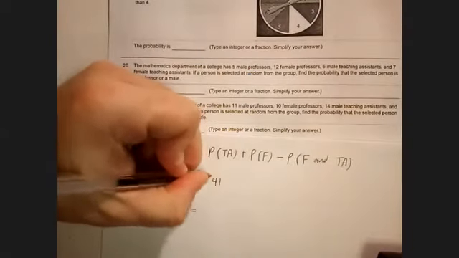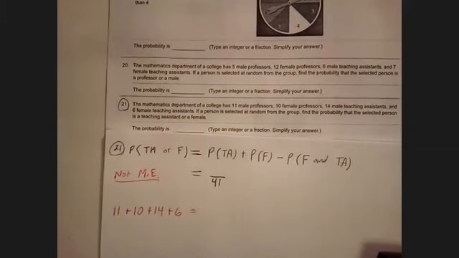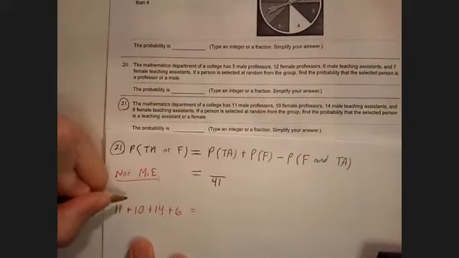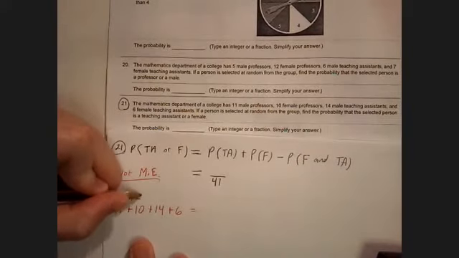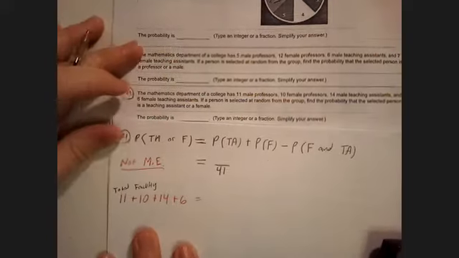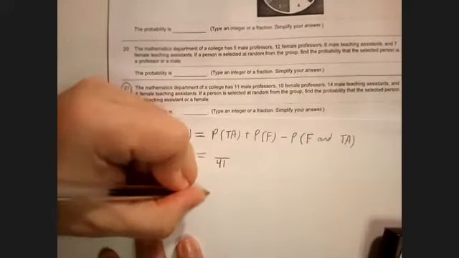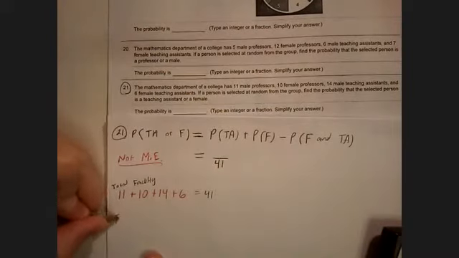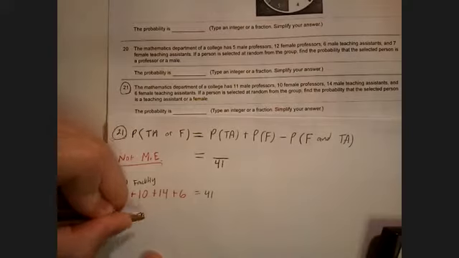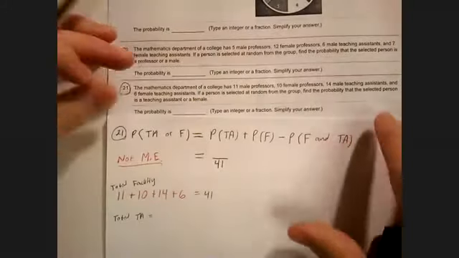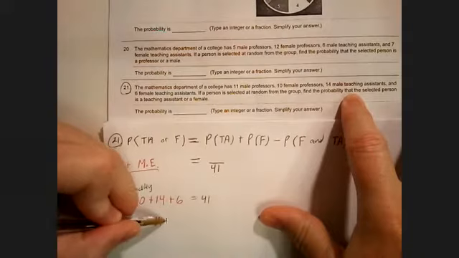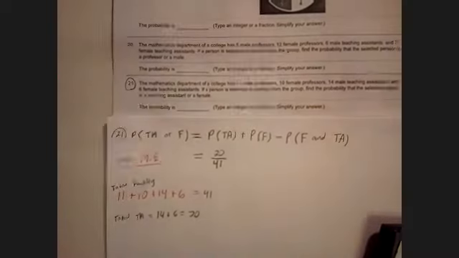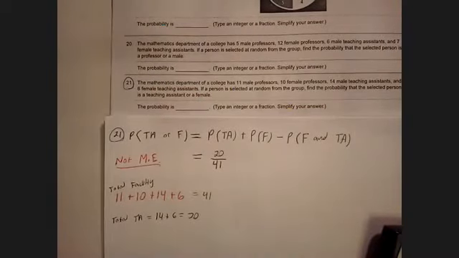The probability of a TA. So I got to count up all my TAs. So this right here was my total faculty. Now I got to find my total TAs. Total TA is male and female. So male TAs plus female TAs is 20. Okay, so the probability of a TA is 20 over 41.